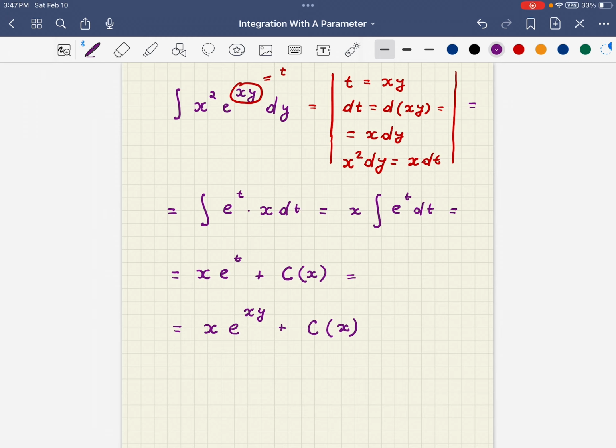Okay, so this is the process of integration with a parameter, and it will be a very important step in computing double integrals, which we will take a look at in a later video.